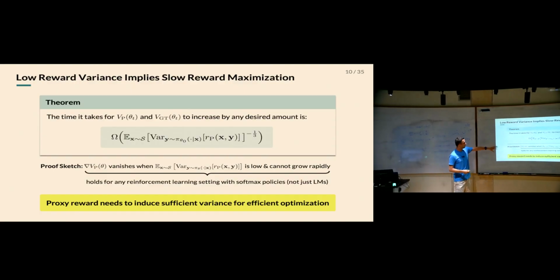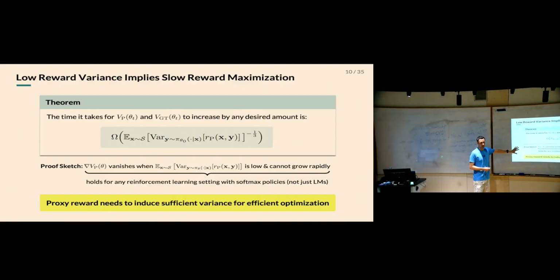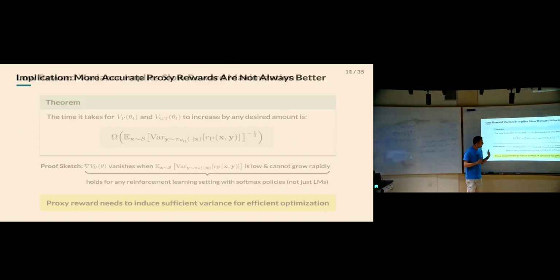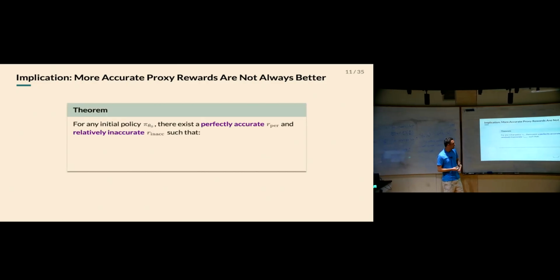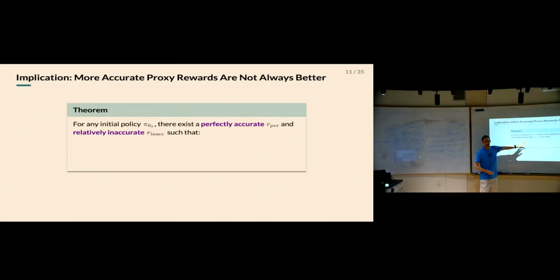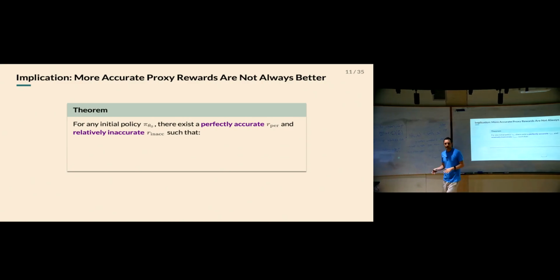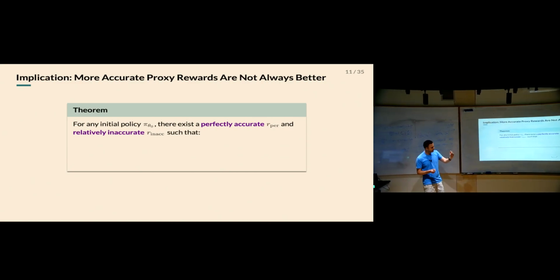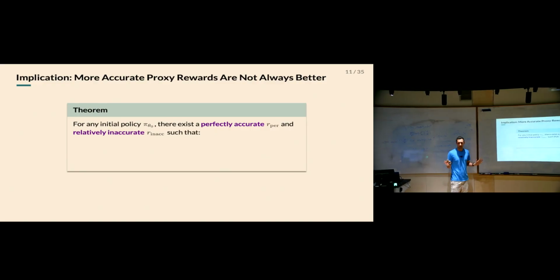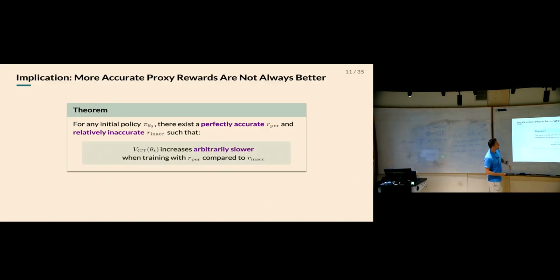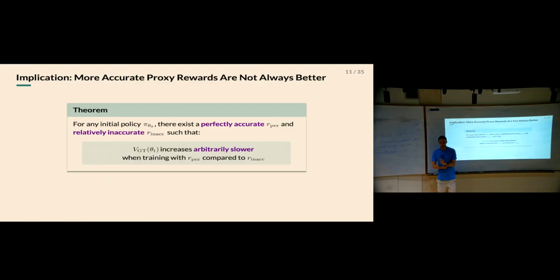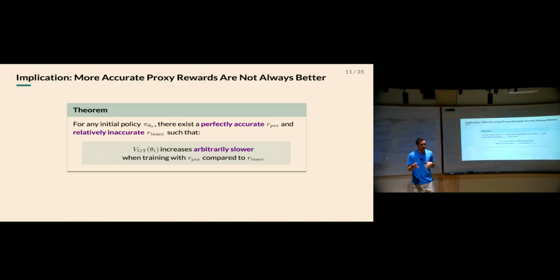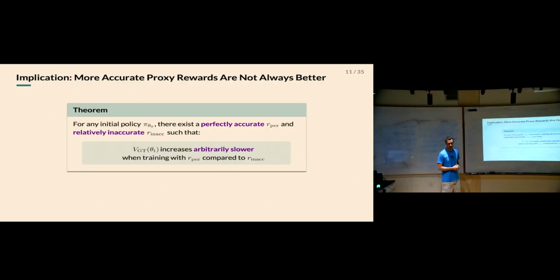And as you might have noticed, accuracy doesn't appear in this slide. This result doesn't depend on how accurate the reward function is. And we can use this to prove that more accurate reward functions are not necessarily better, in the sense that for any initial policy, you can have a perfectly accurate reward function, and on the other hand, a relatively inaccurate one. It still needs to get some pairs of outputs correctly, but can get most of them wrong. And yet, if you train with the perfectly accurate reward function, the ground truth reward will increase arbitrarily slowly. So it'll be better in some sense to use the imperfect proxy reward function.